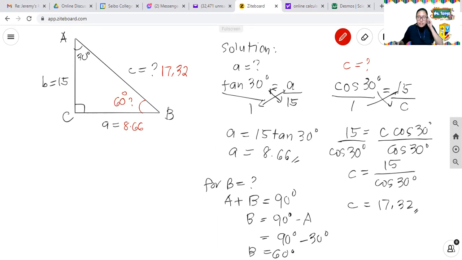So the values of the sides are 8.66, 15, and 17.32, while the values of the angles are 90, 30, and 60.